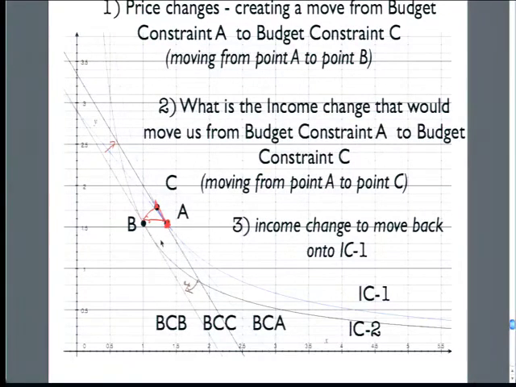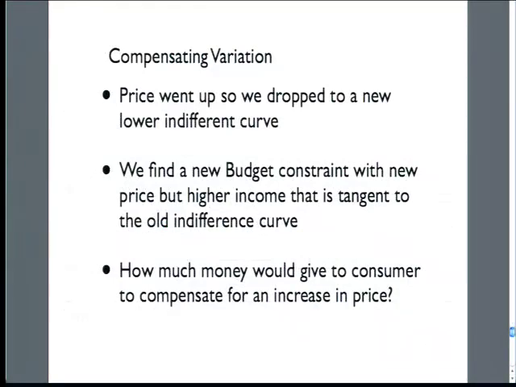Prices have changed, but we want to get them, because they only have so much money in their pocket, they're now affording less, we want to compensate them by a certain payment to get them back up to the higher indifference curve. That one's compensating variation. The price went up, we went down to a lower indifference curve. We're going to find a new budget constraint with a higher level of income to get them up to the original indifference curve. How much do we need to compensate the consumer? It's a different type of question that we're going to ask.